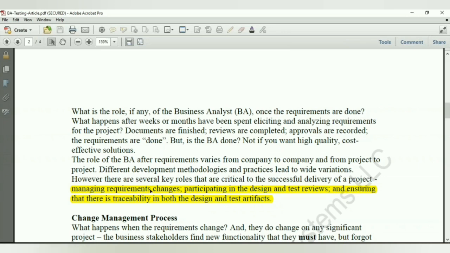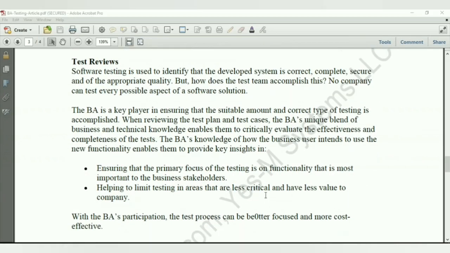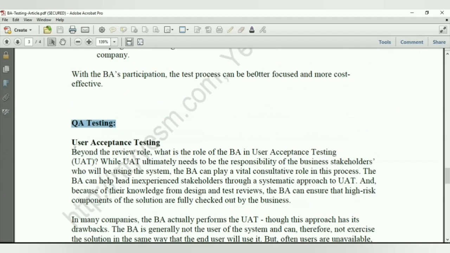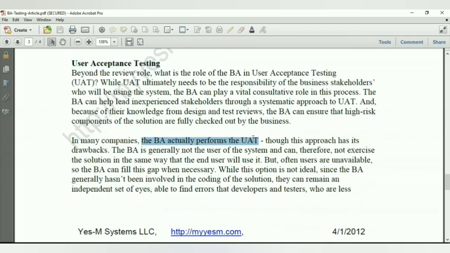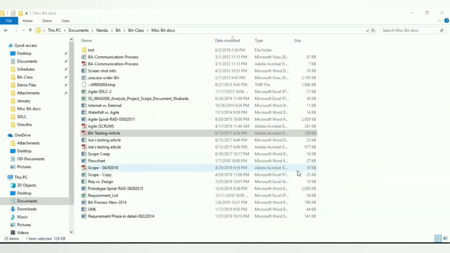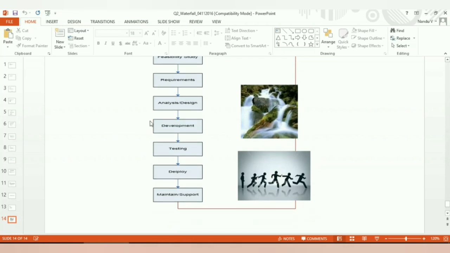But beyond that, BA does managing requirement changes, participating in design and test reviews, traceability. BA does test reviews. How will you do test reviews if you don't know testing? BA participation in test process. BA does QA testing. BA does what's called user acceptance testing. In many companies, BA actually performs UAT. Anybody who tells you that you don't have to know testing or SQL, don't believe them. These days you have to know a lot more than just the BA role. So remember that. That is the last part. I do one more exercise like this, but I will stop here. Sometimes I do, sometimes I don't.